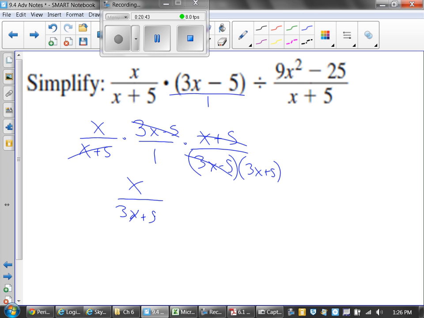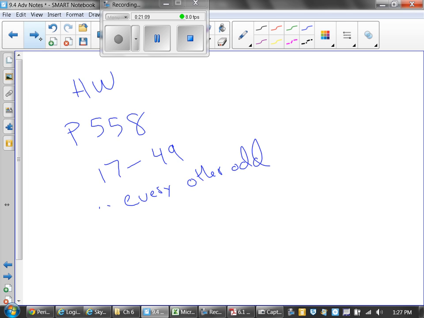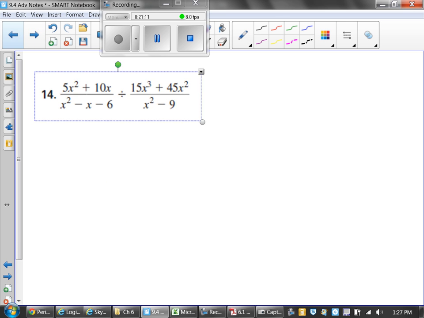You didn't write x squared. The square root of 9x squared is 3x, and the square root of 25 is 5, so you have 3x minus 5 and 3x plus 5. You're welcome. I'll give you one more, and we'll call it a day.